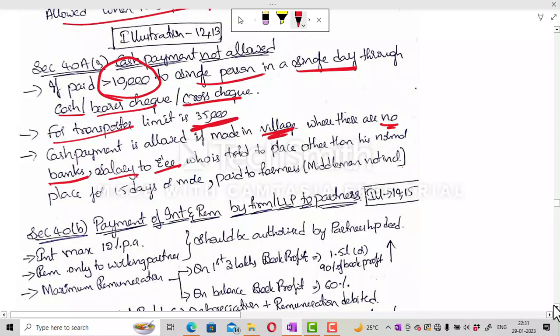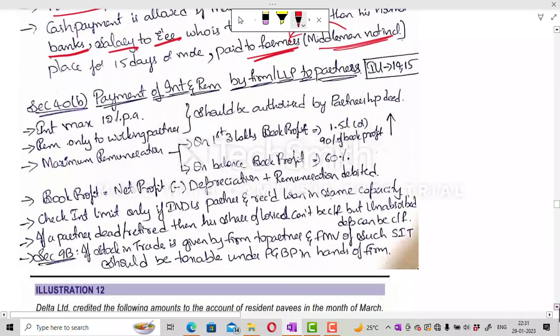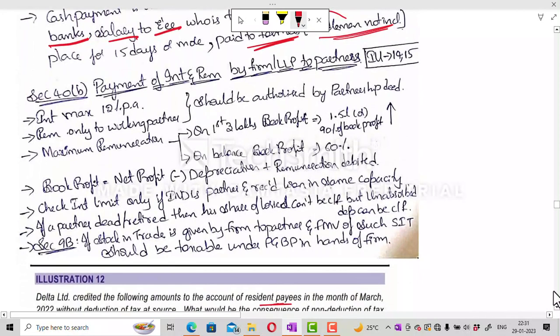Any agricultural produce paid to farmers, we can pay in cash for any amount, but not for middlemen. Middlemen will not be included; it is available purely for farmers. Okay, next: payment of interest and remuneration by a firm or LLP to partners.